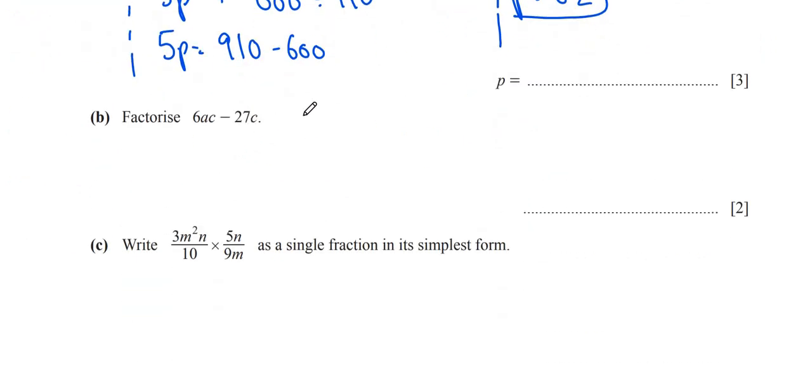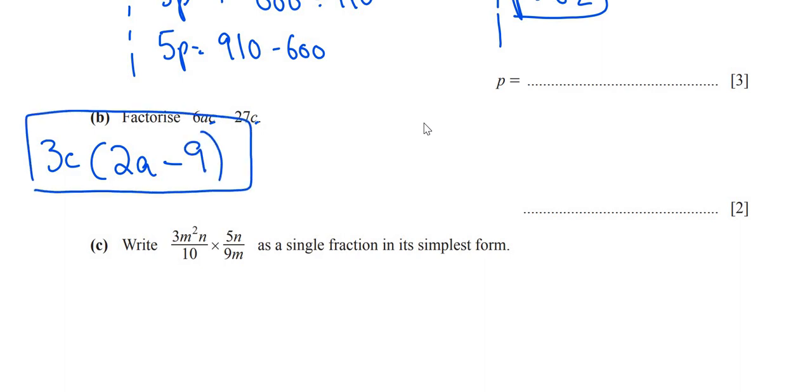Second question, it says factorize. Factorize means taking out common. So if you look at 6 and 27, the common number is 3. And you have C as common as well. So write C. What remains? 3 2s are 6, so 2 remains, 2A minus 27 divided by 3 is 9. So it's 3C bracket 2A minus 9.